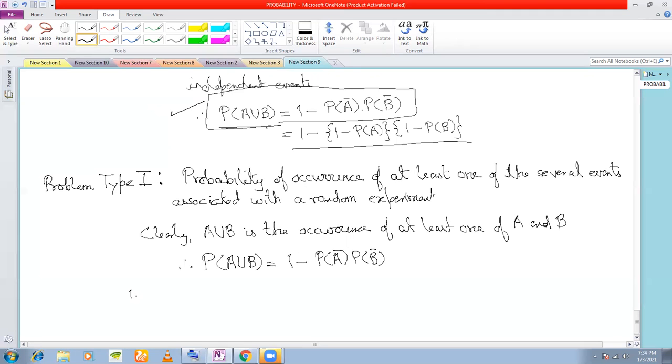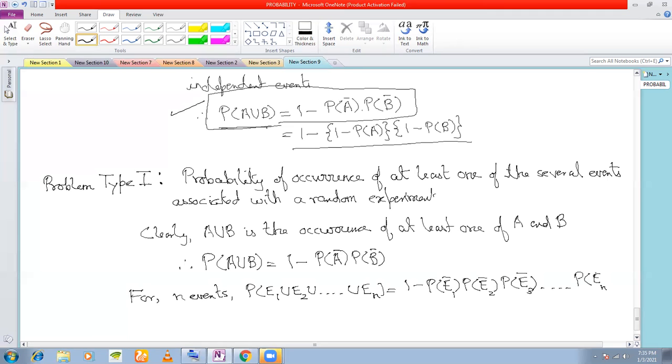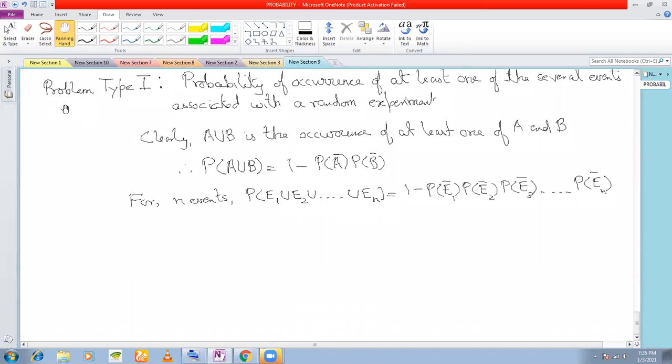Now for n events, if there are more than one event, then what happens? P(E1 union E2 union up till En) is equal to 1 minus P(E1 bar), P(E2 bar), P(E3 bar), and so on up till P(En bar). Understood? So not only two events, even if there are more than two events, you can write this. Now in order to understand this clearly, let us see one example.